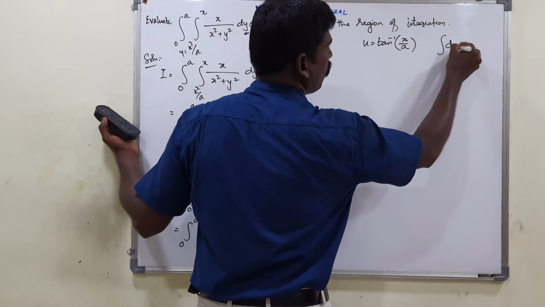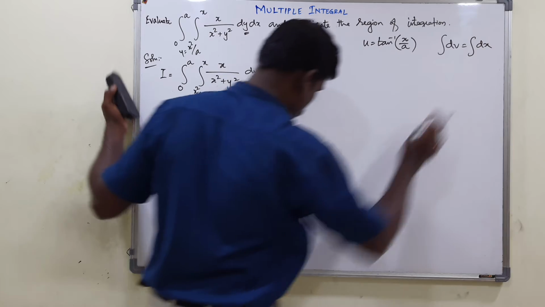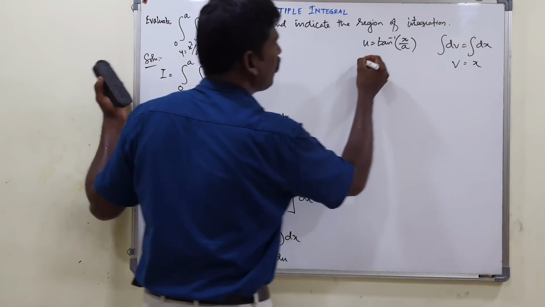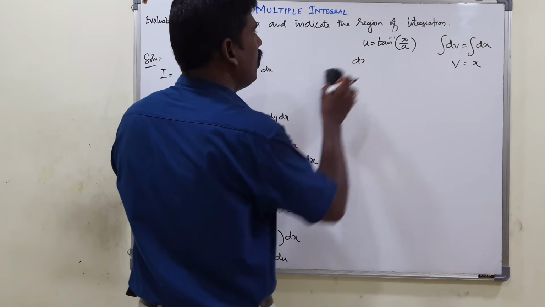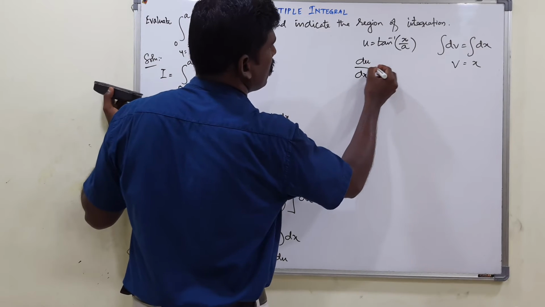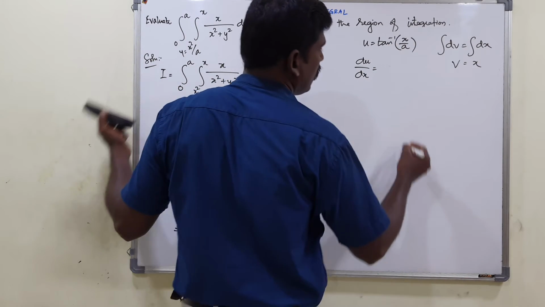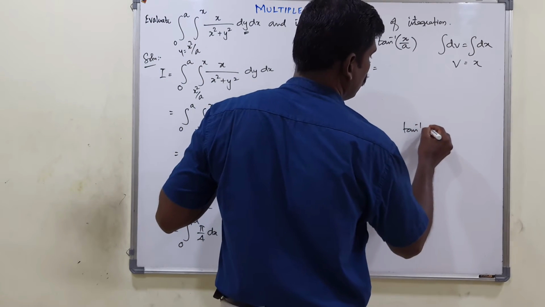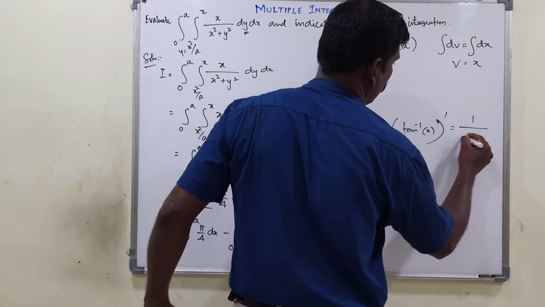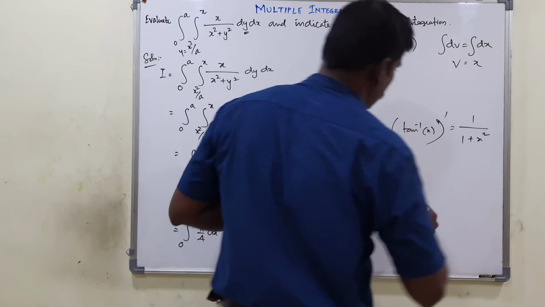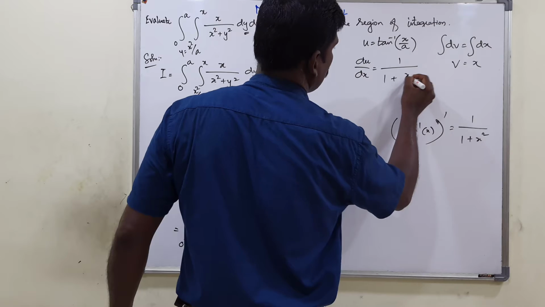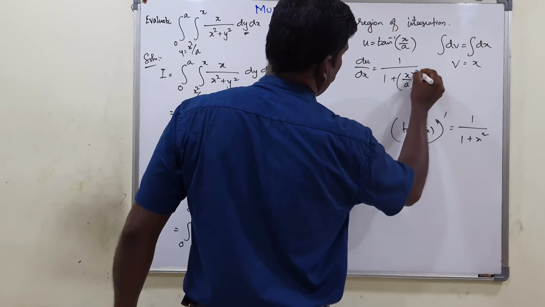So integral dv equal to what? Integral dx. Okay. So what is v? X. Differentiate this with respect to x. Okay. Right hand side variable is x, so we are going to differentiate u with respect to x. What is the derivative of tan inverse of x? 1 by 1 plus x square. Right? So 1 by 1 plus x by a the whole square.